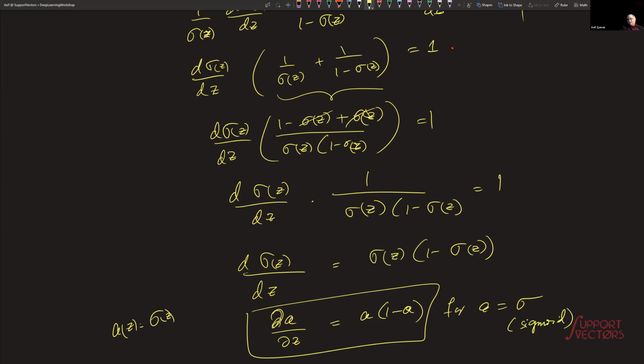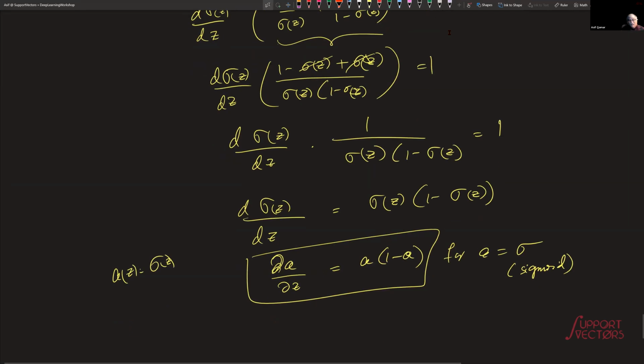And this is a profound result. It's a very, very good result. Do you notice that something lovely happened? During computation, during backpropagation, you actually can get rid of the derivative. You don't have to compute the derivative at all. The derivative is this. It is just a multiplication.